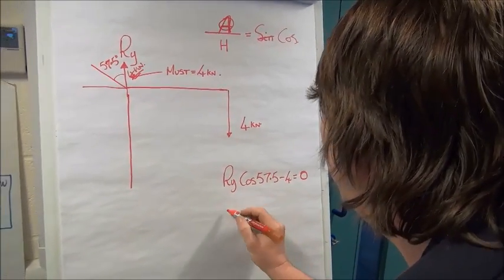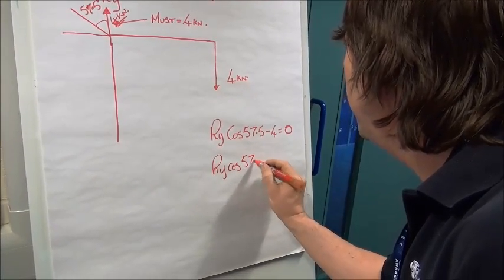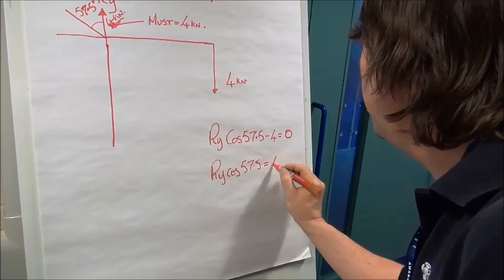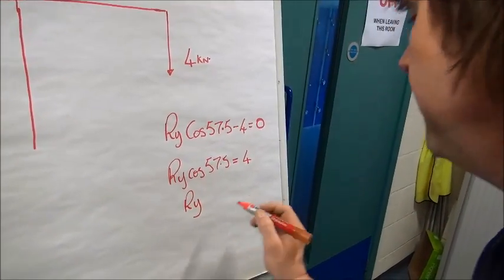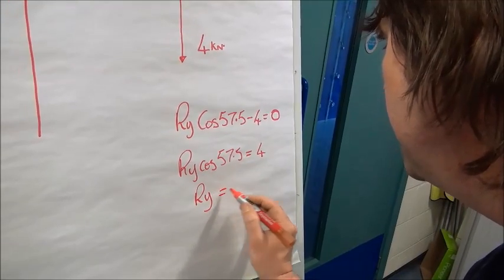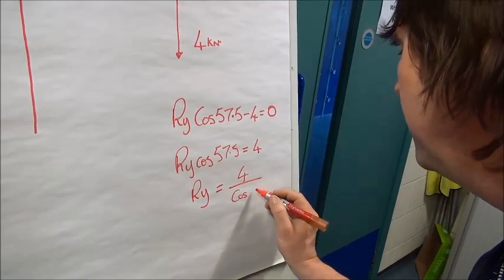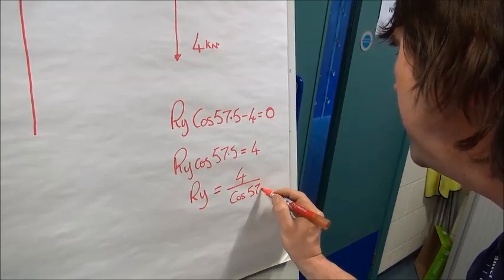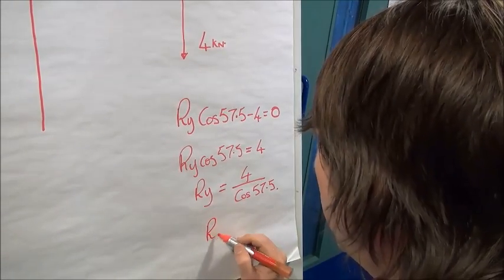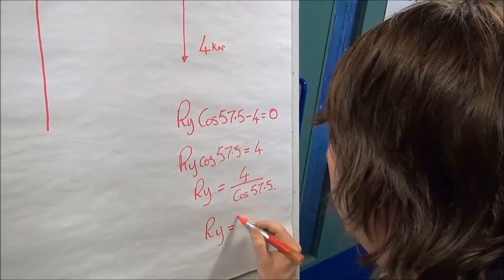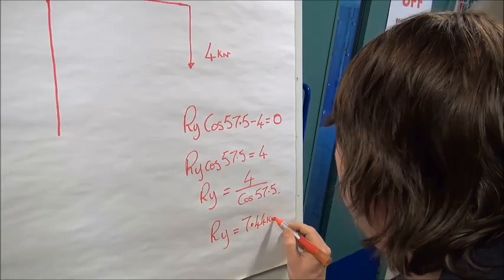So we can rearrange that again. Ry cos 57.5 is equal to 4. Therefore, the force of Ry must equal 4 divided by the cosine of 57.5. And when you do that sum in your calculator, you will find Ry is equal to 7.44 kilonewtons.